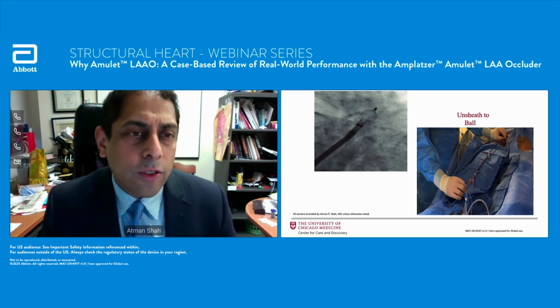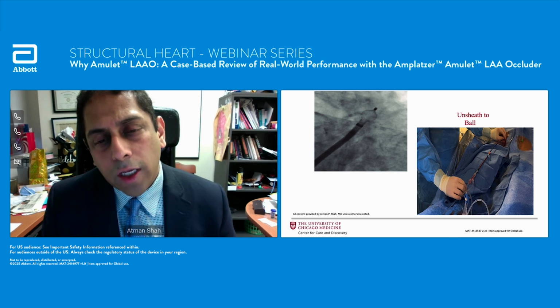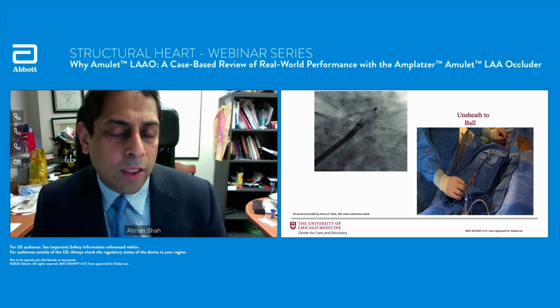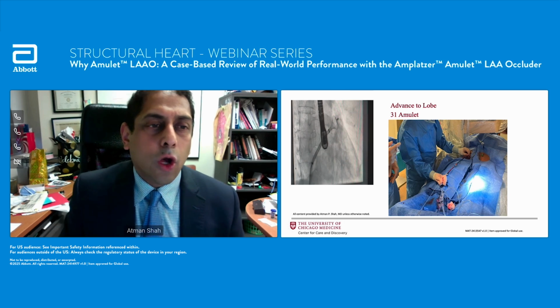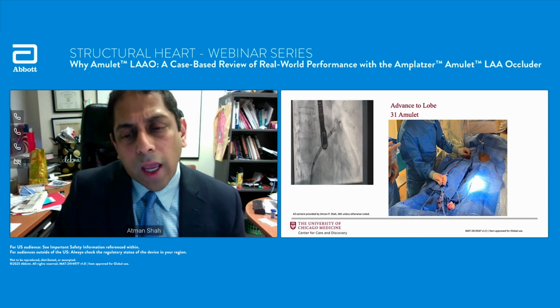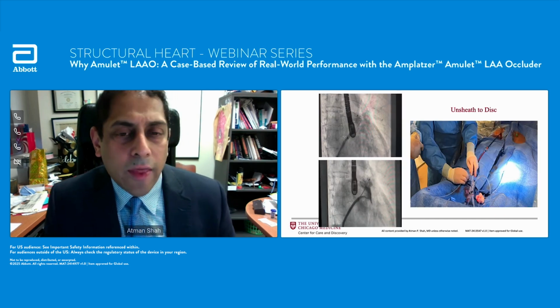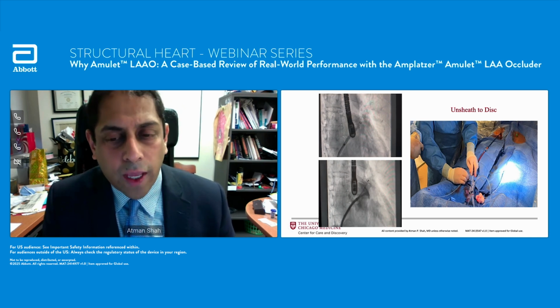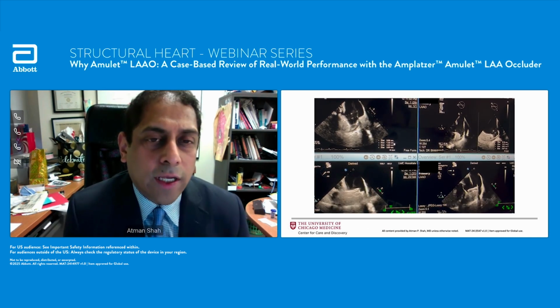I apologize, these videos aren't playing, but here's an example of unsheathing to ball. Unsheathing to ball is having hands on the cable and on the sheath to basically pull the sheath back. Advancing to lobe, what I like to do is have a single operator hand, where one hand is on the sheath where I can clock or anti-clock, and my right hand is underhand where I'm advancing to lobe. And then we unsheath the disc by moving both hands to the back of the catheter. Here's an example of what this will look like under ICE.